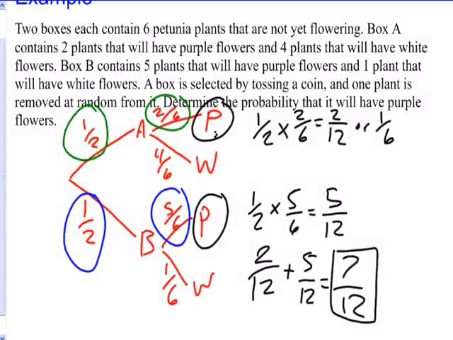I'm going to guess that's because the purple flower had a greater influence in box B than the white flower had in box A. So being able to multiply across, going from one box to another, multiplying along the branches, and then noticing that we want to look at both outcomes. We could have outcomes from A and B, so we add them together and we get 7/12.